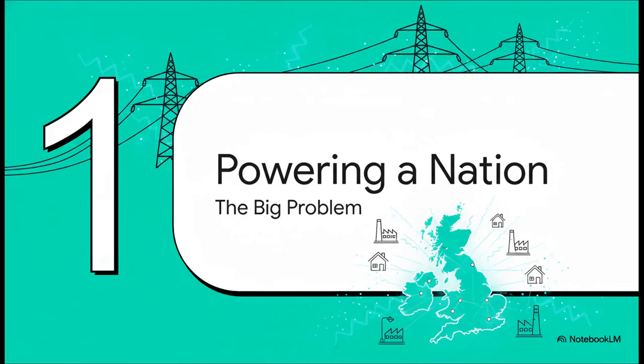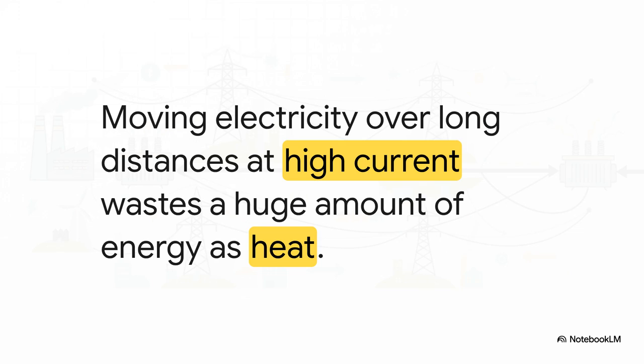Okay, part one, powering a nation. Before we get to the solution, we really need to understand the scale of the challenge we're facing. So here's the core issue. Whenever you send an electric current through a wire, that wire heats up. You'll notice from the equation P equals I squared R. Now, just try to imagine sending a massive current through hundreds of miles of cable. The energy loss would be enormous.